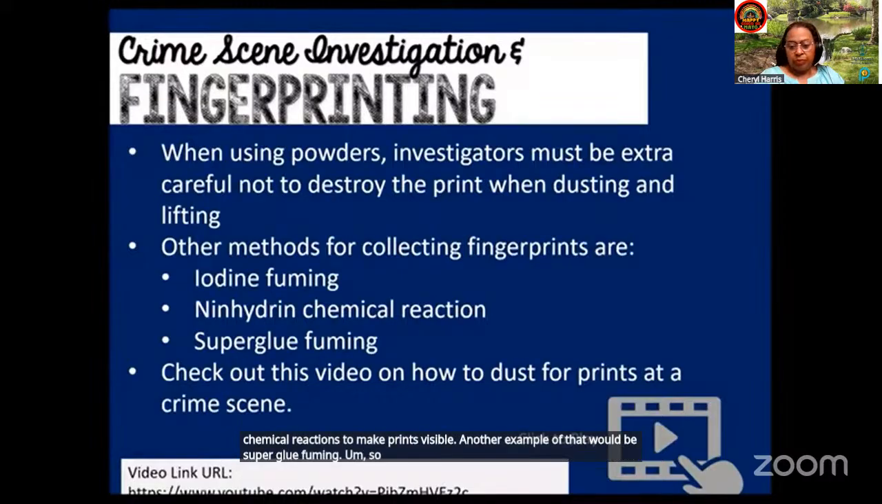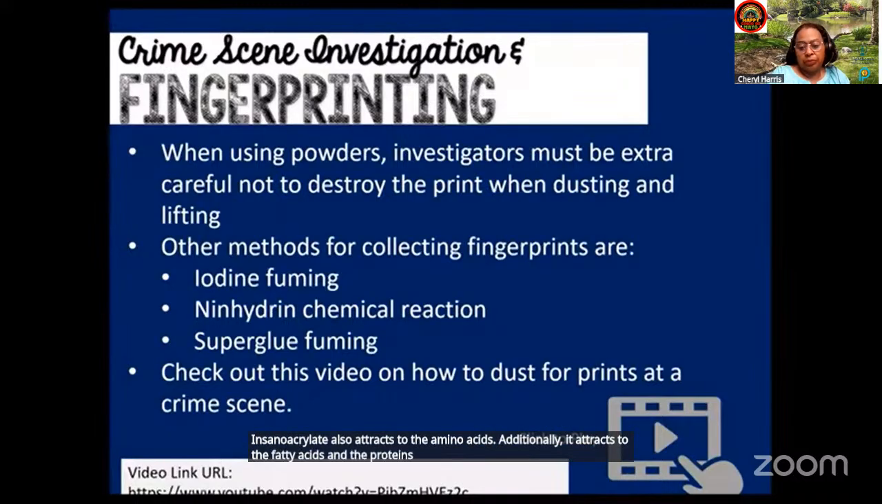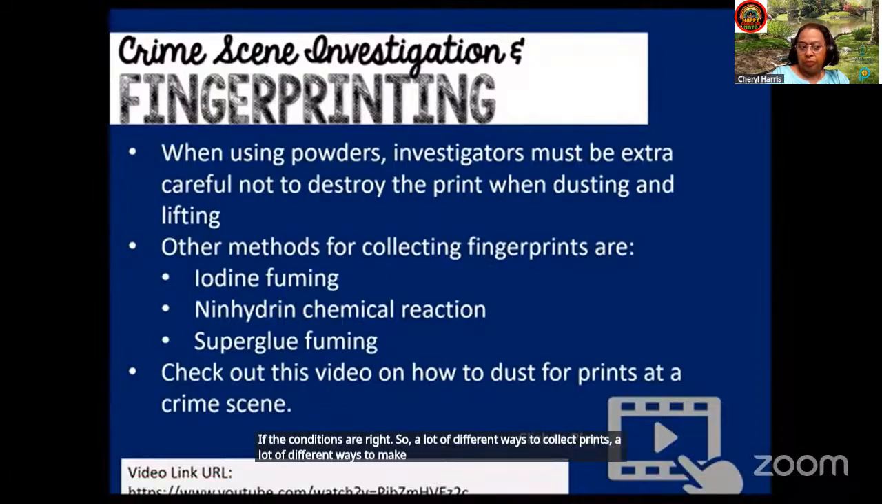The main ingredient in superglue is a chemical called cyanoacrylate, and cyanoacrylate also attracts to the amino acids. Additionally, it attracts to the fatty acids and the proteins in a fingerprint. Because of this reaction, it produces a nice fingerprint for a lot of investigators if the conditions are right. So there are a lot of different ways to collect prints, a lot of different ways to make prints visible at a crime scene if they are latent prints.